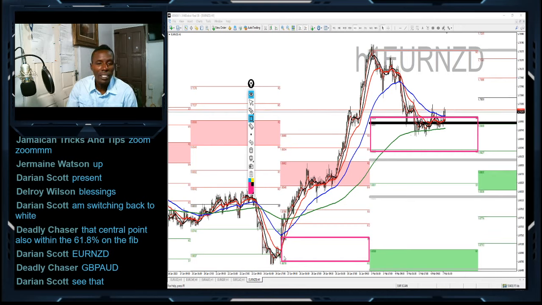But if you bought this last week, price went up, blew straight through your take profit zone, went all the way up aggressively, and it stopped at M3, which is a monthly play, right? So definitely this trade, as a weekly play, this was perfect. This was at market open right here, right?